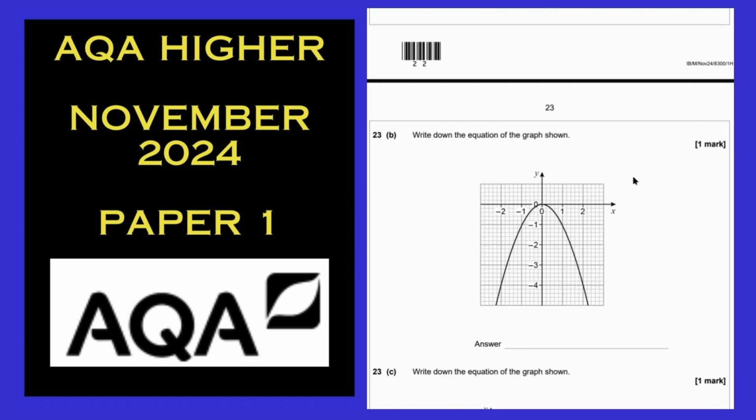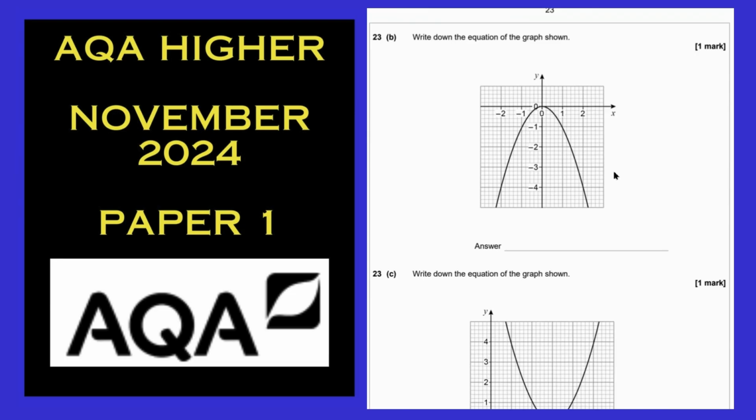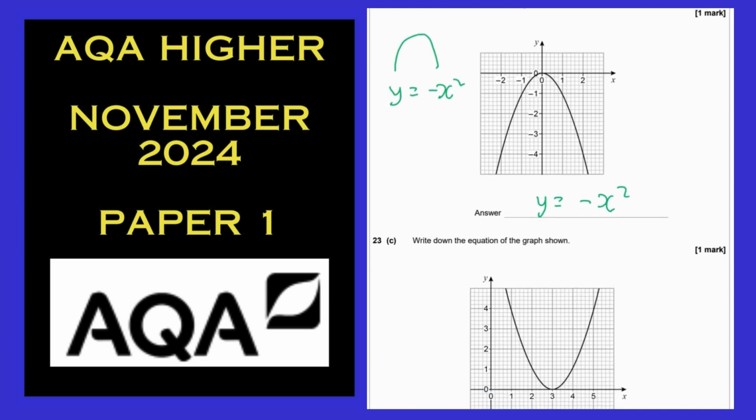And finally, B and C. What's happened here is a graph's been reflected in the x-axis. It's been flipped upside down. What that really means is, as I hope you may know, every graph that looks like that is a graph of the form y equals -x squared. And that's it. The entire graph has been multiplied by -1. That's what's flipped it upside down.